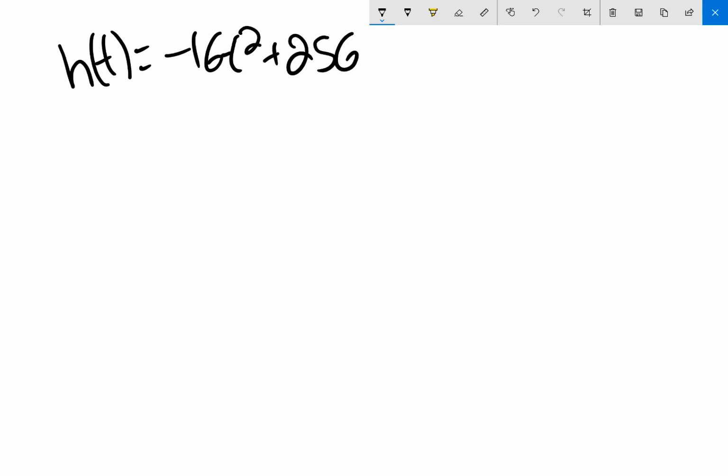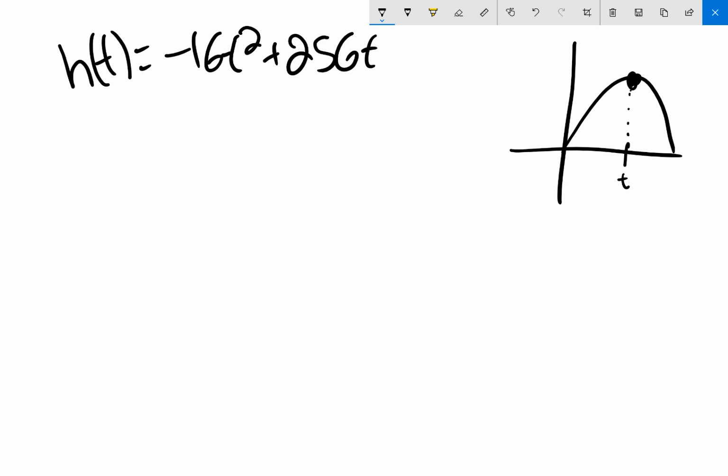I'm going to erase that and do part B. How long will it take for the rocket to reach its maximum height? Let me write the function back down: H of t equals negative 16t squared plus 256t. The key word here is maximum. If you're visualizing your rocket, the maximum height would be here. So we're asked to figure out what time it is when it reaches its maximum height.